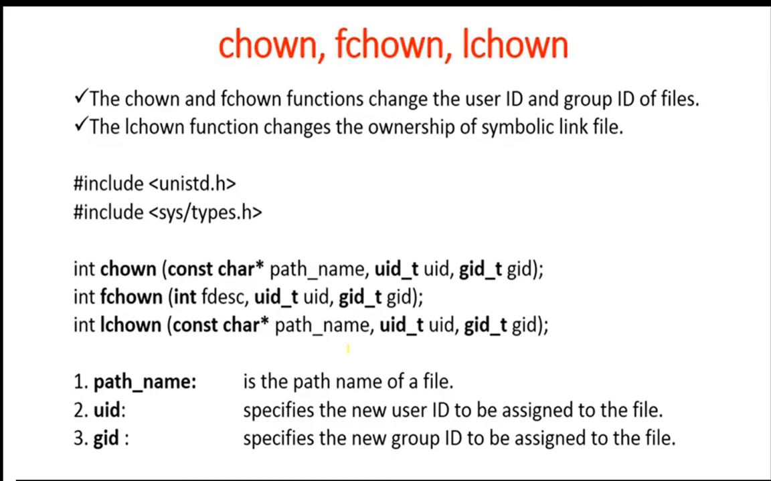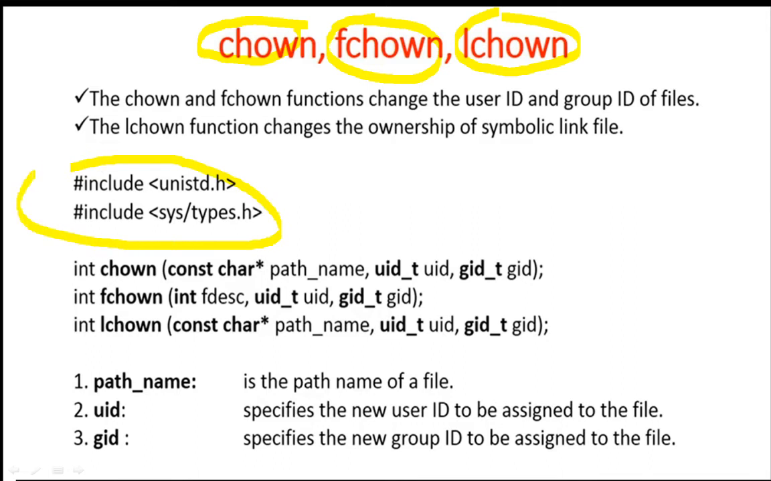Then next is chown, fchown and lchown. fchown is for the file descriptor, and lchown is for the linked file. The chown and fchown functions change the user ID and group ID of files. The lchown function changes the ownership of the symbolic link file. Here #include <unistd.h> and <sys/types.h>. These are the two header files. And here we will see the format for chown, fchown and lchown.